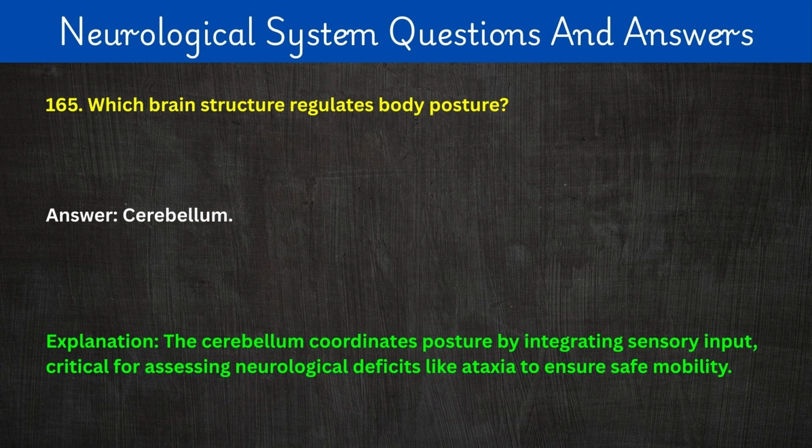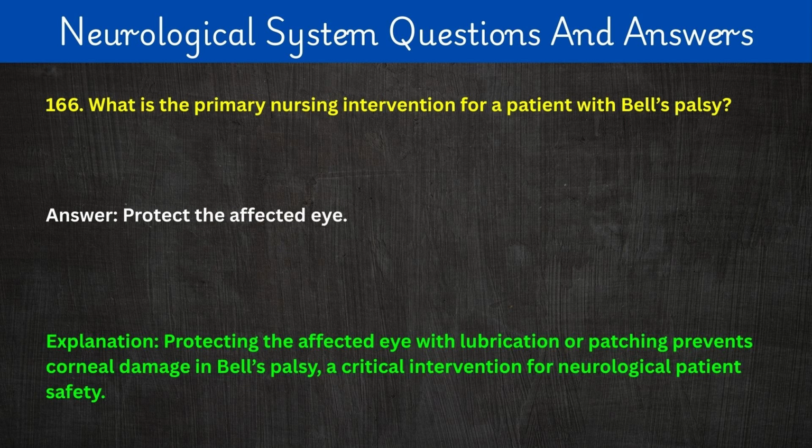165. Which brain structure regulates body posture? Answer: cerebellum. Explanation: the cerebellum coordinates posture by integrating sensory input, critical for assessing neurological deficits like ataxia to ensure safe mobility.